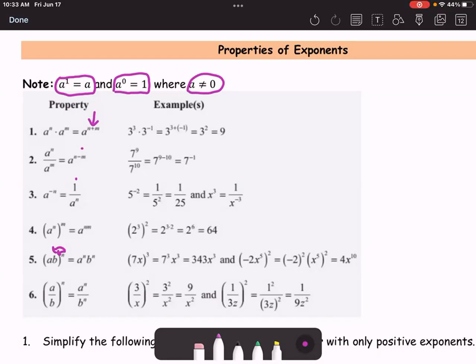Number 6, or the last property, A divided by B, the quotient raised to the power n. Similar to property 5, you just distribute the exponent to the numerator and denominator, which is the same as A to the n divided by B to the n. Make sure B is not 0.